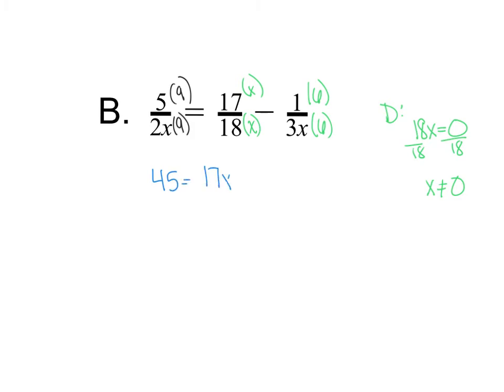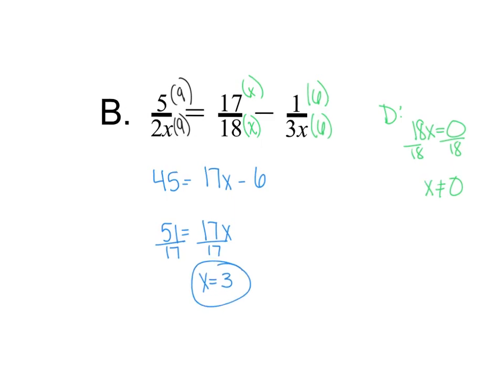45 equals 17x minus 6. I add 6, so I get 51 equals 17x. When I divide 51 by 17, I get x equals 3. All right, so let's move on. Now we're going to make it a little bit more exciting, and we're going to put a binomial in the denominator. So my first one is x over x minus 3.